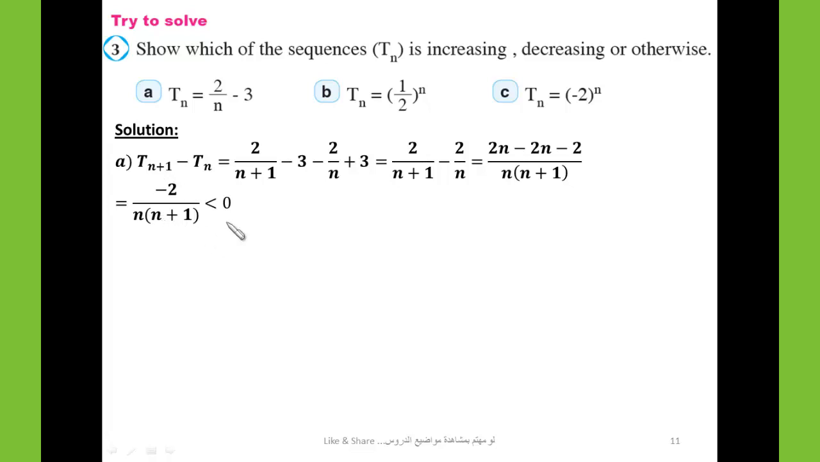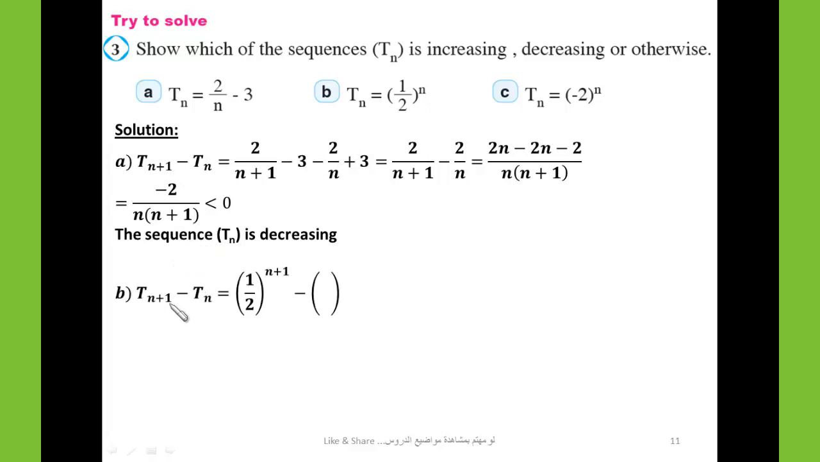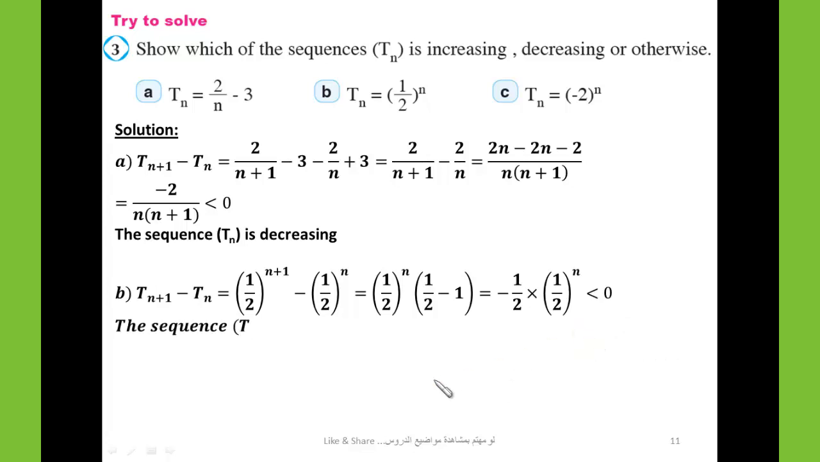This fraction is always negative, less than 0. So what can you say about this sequence? The sequence Tn is always decreasing, because Tn plus 1 is less than Tn, as the result is negative. What about B? Tn plus 1 minus Tn equals half power n plus 1 minus half power n, and the result will be less than 0. Less than 0 means decreasing. The sequence is decreasing.